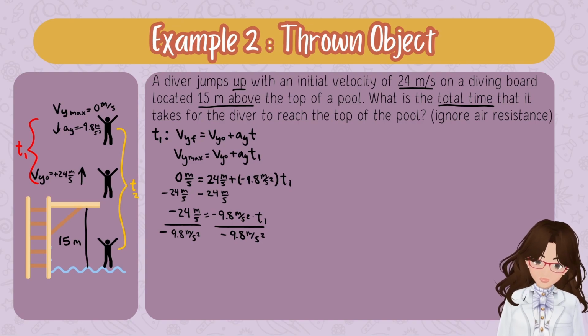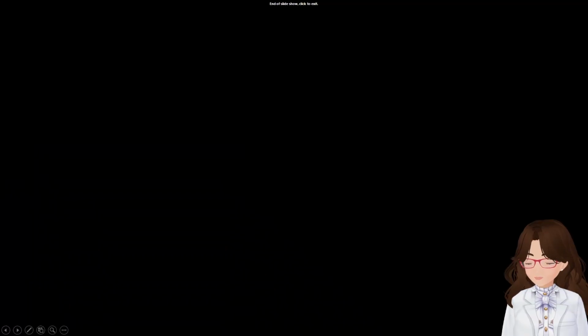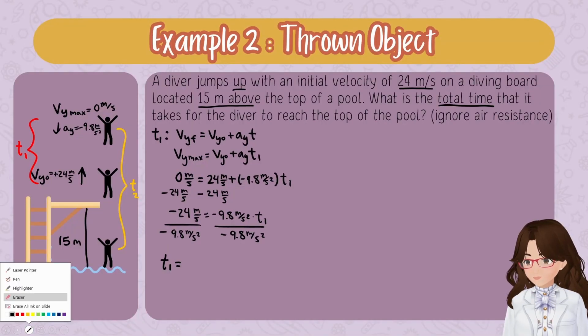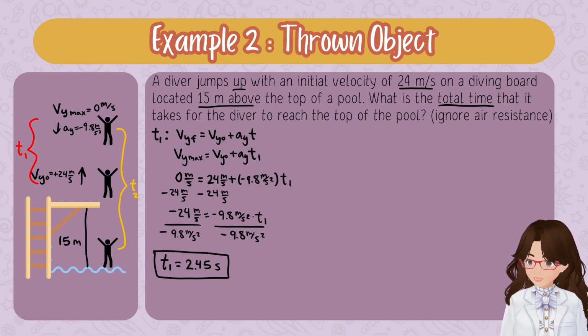Okay, at this point though, we're going to grab a calculator to solve for T1. And our units should be seconds. Okay, so when we divide negative 24 by negative 9.8, we get 2.45 seconds, approximately. Okay, but we haven't finished the problem. We still need to solve for the time that it takes for them to reach the top of the pool from the maximum height. So that's going to be our second step.